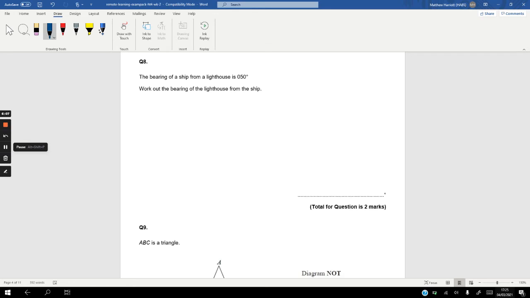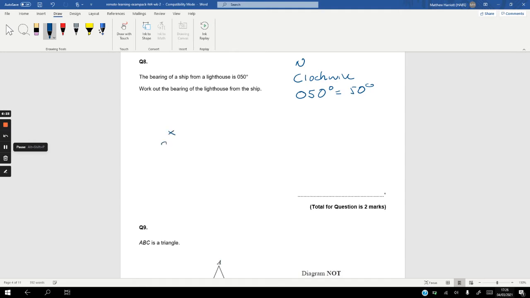But it tells us that the bearing of a ship from a lighthouse is 50 degrees. Now we know bearings are measured from north. They go clockwise, and they're written in 3 digits. So that's just 50 degrees.